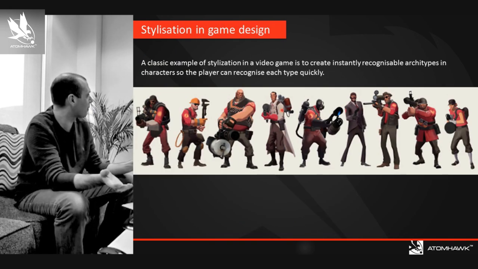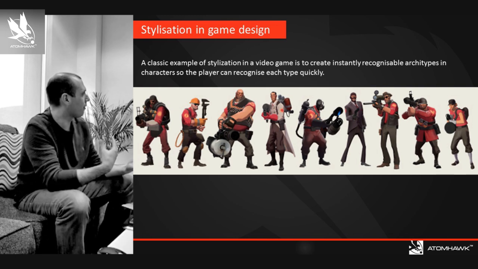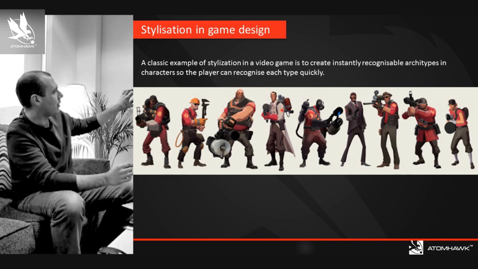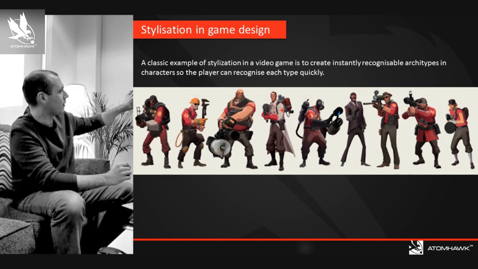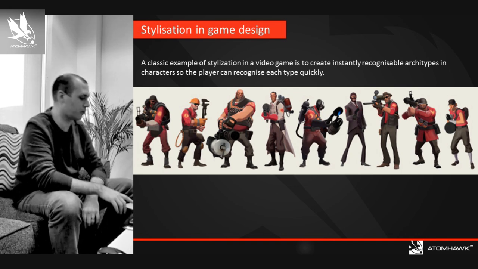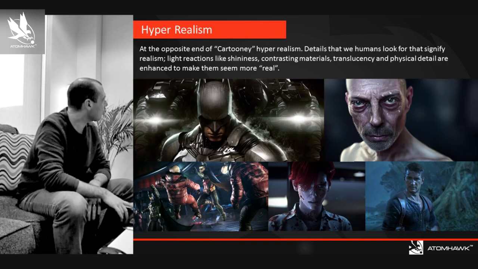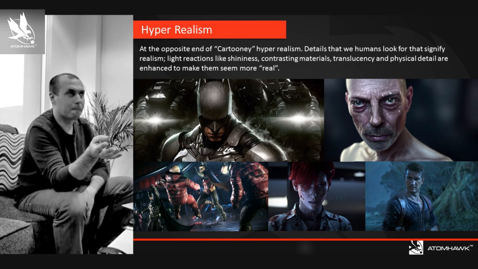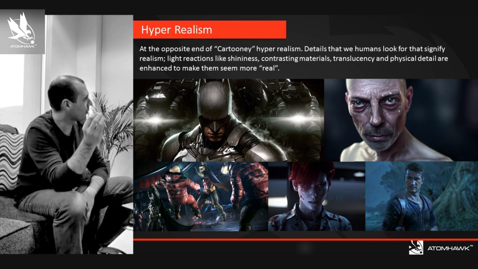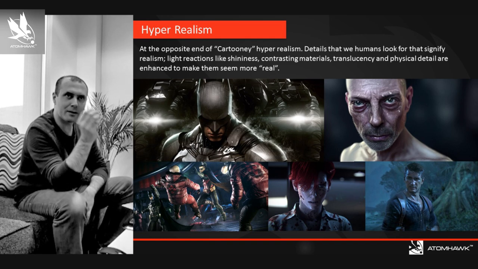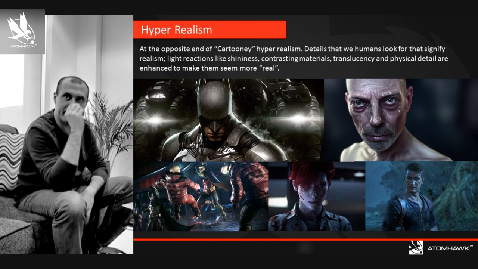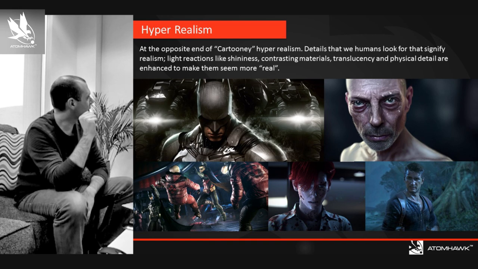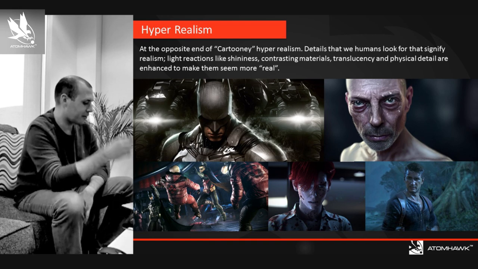Looking at a classic example of stylization in game design, you've got instantly recognizable archetypes, bright colors, and quite a lot of value patterning to determine the different values you see, and recognizable shapes within those characters. And then at the opposite end of that spectrum, you've got hyperrealism. That's when you take the little key things that human beings look for when they think about what is real, and you ramp them up. For example, shininess, physical details, heightened reality.